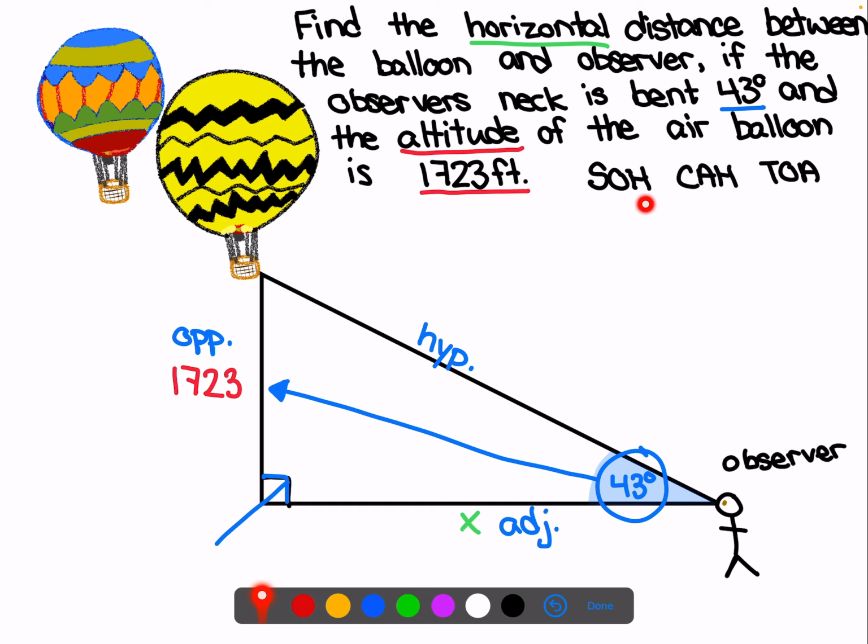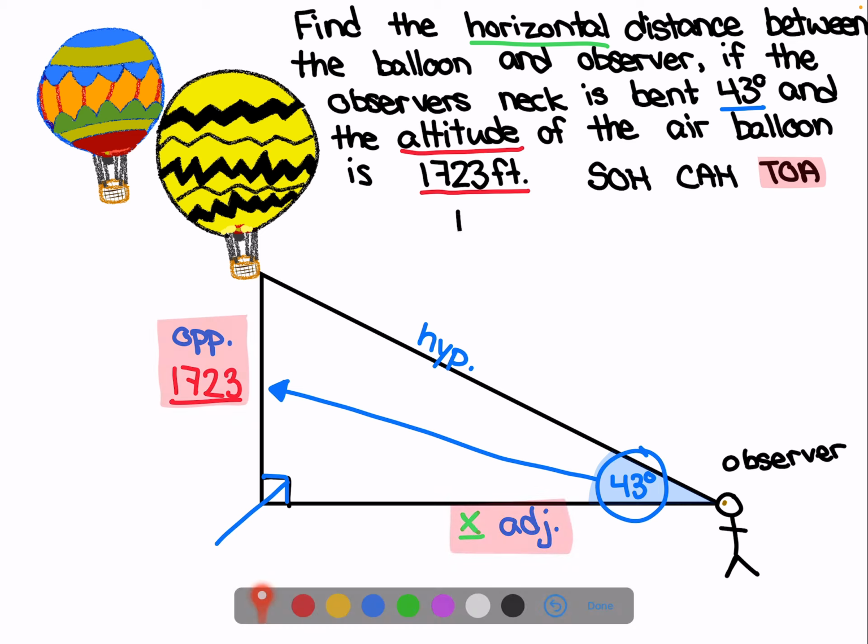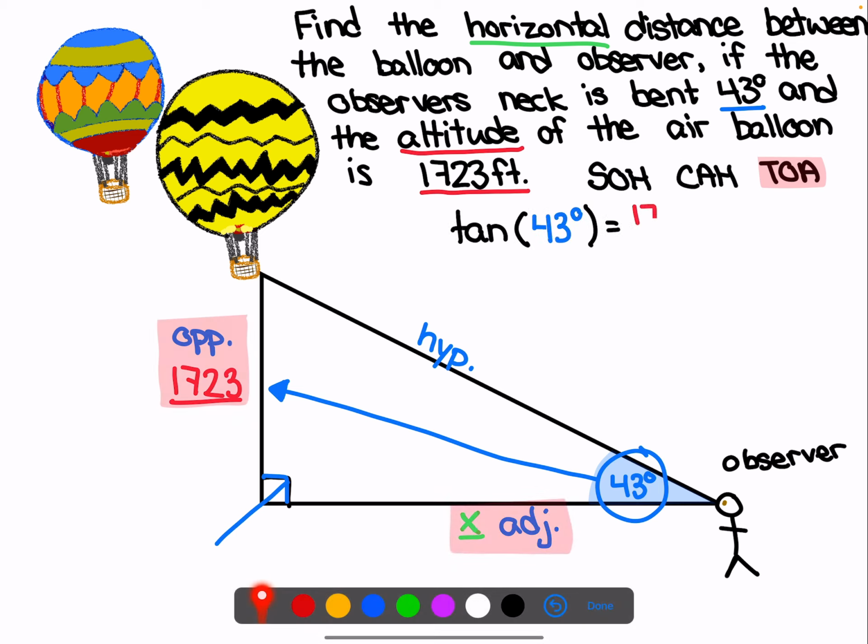From here, we need to determine which trig function we can use based upon what is given on the triangle. Well, we have the opposite side that has value, and the adjacent side has a value. The hypotenuse is just blank, so we ignore it. So we're using opposite and adjacent. The only one that has opposite and adjacent is tangent. So we'll have tangent of 43 equals opposite 1,723 over x. From here, we're just going to go ahead and solve for x.